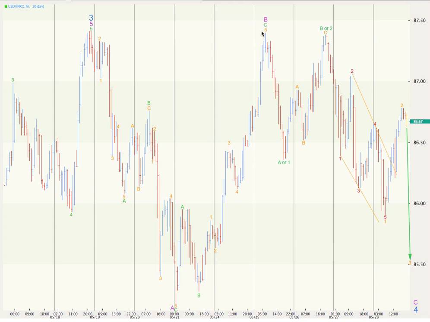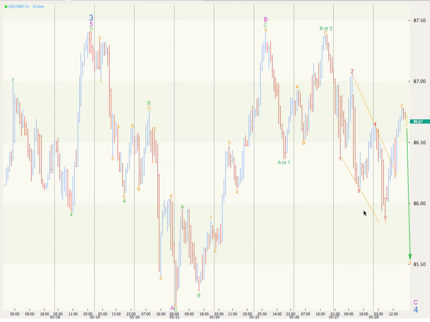So we've either got a triangle unfolding for our 4th wave, or possibly a flat correction, a regular flat unfolding. If it's a regular flat, then the C wave is going to be a 5-wave structure, so we'll have 1, 2, 3, 4, 5. If it's a triangle, then wave C will unfold as a 3-wave structure, so we'll have A, B, C. That's why I've got A or 1 and B or 2 here.